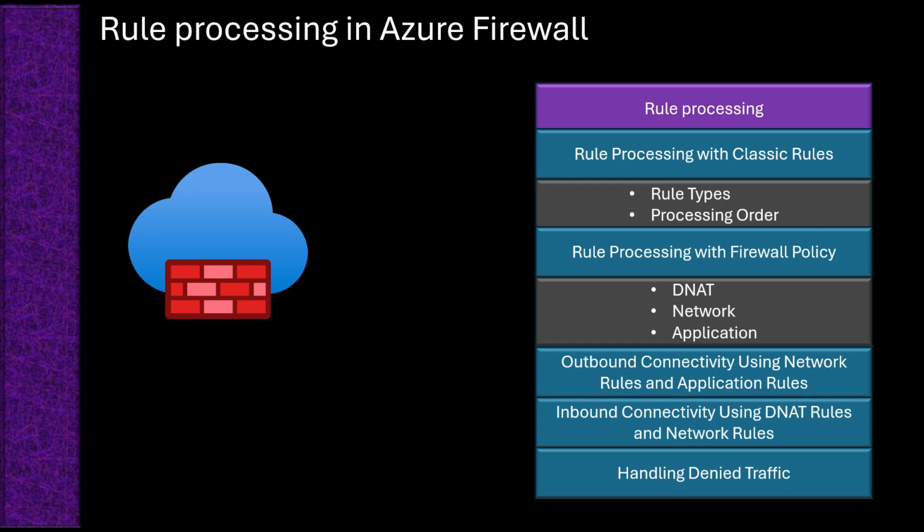In summary, Azure Firewall's rule processing is structured and flexible, with priorities controlling how rules are applied. By understanding the interaction between the rule collections, their types, and their priorities, you can ensure efficient and secure management of your network traffic.